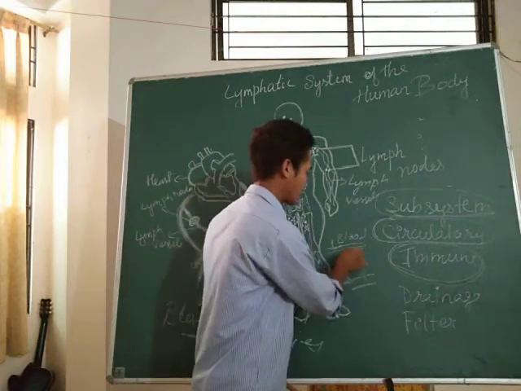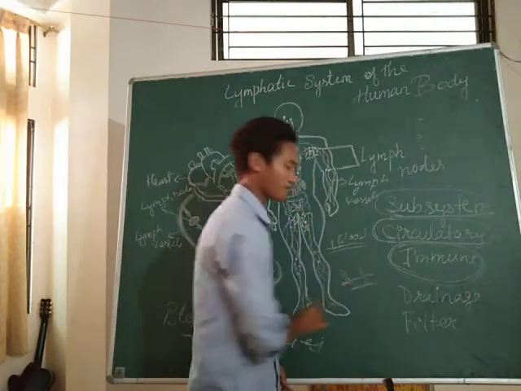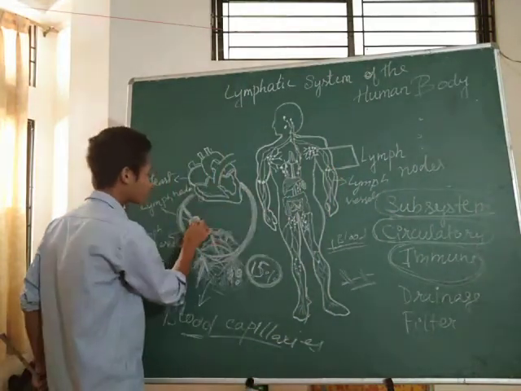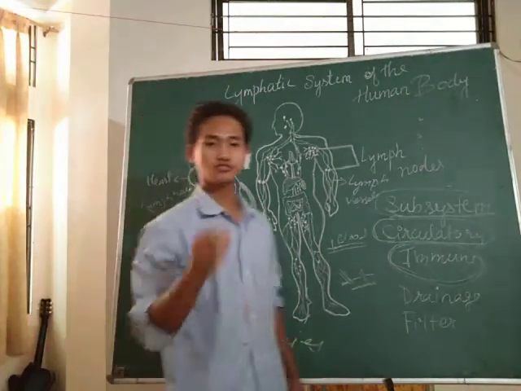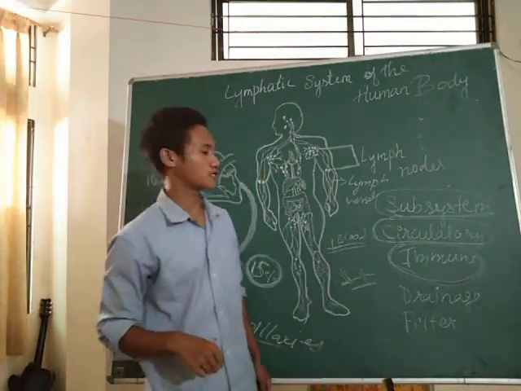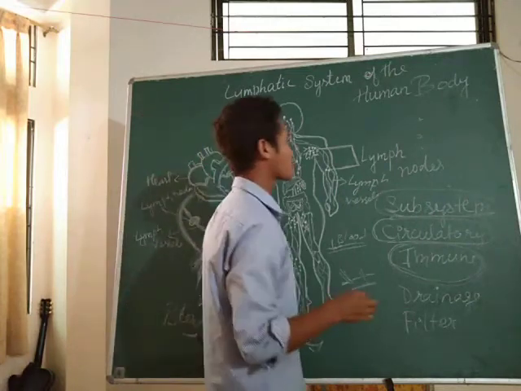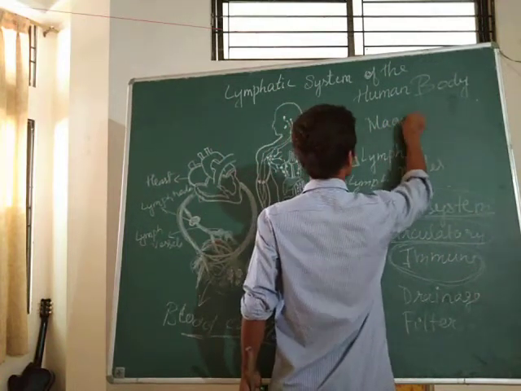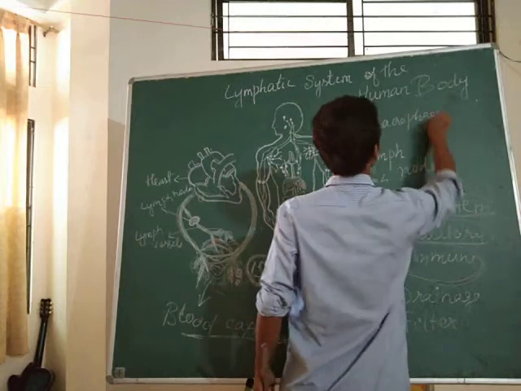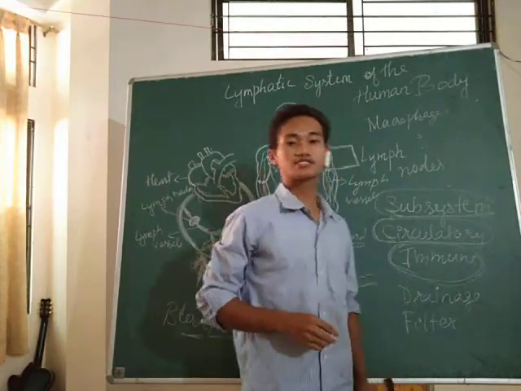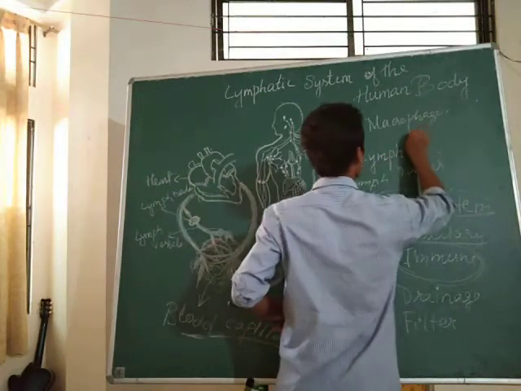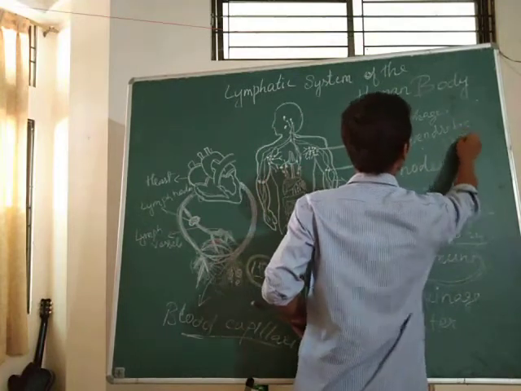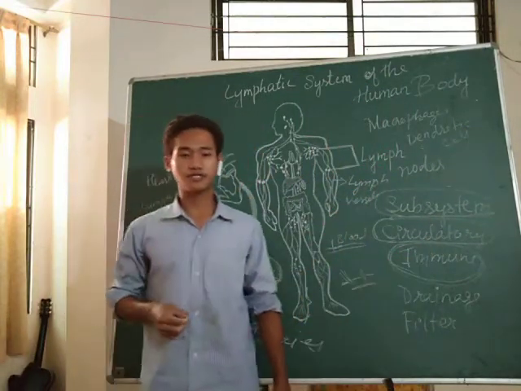So these bacteria and viruses are absorbed by the lymphatic vessels, and there are these lymph nodes. These lymph nodes contain two important things. One is called macrophages and the other is called dendritic cells. So what is the duty of these macrophages and the dendritic cells? What happens?